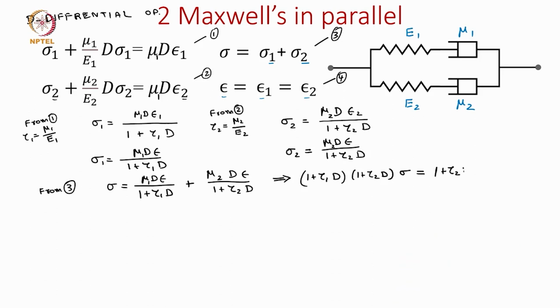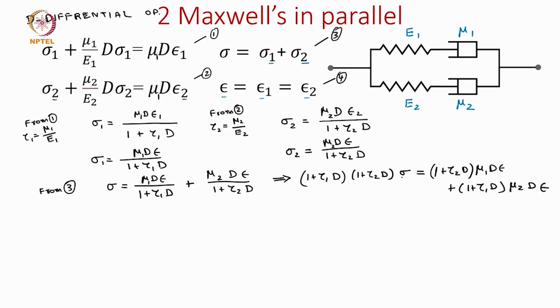1 plus tau 2 d times mu 1 d epsilon plus 1 plus tau 1 d times mu 2 d epsilon. So, once we have this equation, we just need to operate this d over the sigma. So, we will see that there will be d terms and d square terms, meaning the first derivative and the second derivative. So, let us first write this equation and then we will simplify it further.